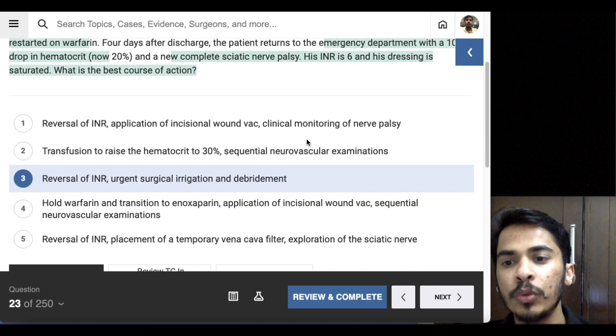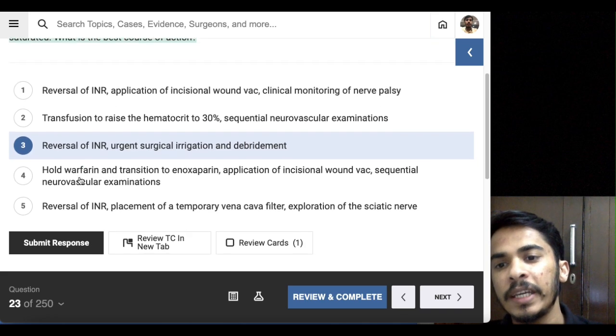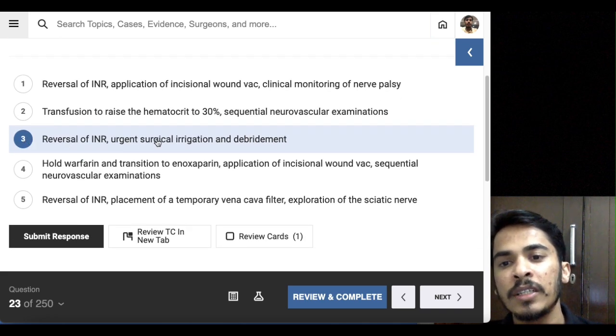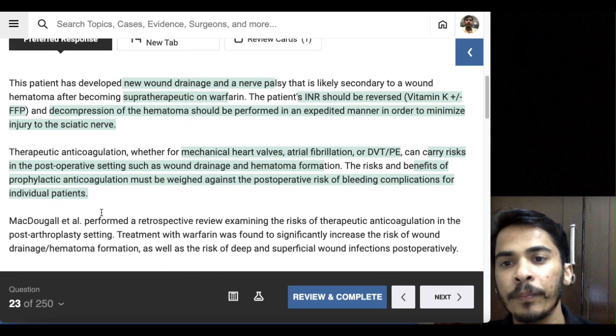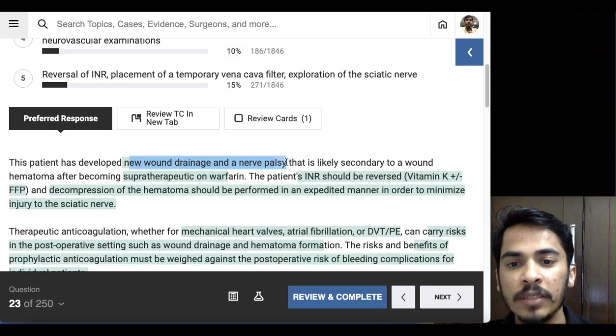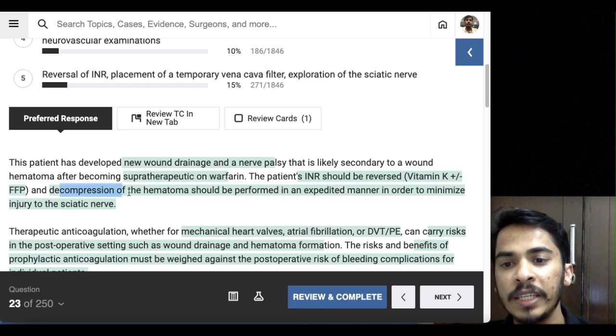So we have to do a reversal of INR with vitamin K and plasma, and we have to do an urgent surgical irrigation and debridement. So new wound drainage and nerve palsy is the problem here. On warfarin there is a very much raised INR, so we have to infuse vitamin K and FFP, and we have to surgically decompress the hematoma.